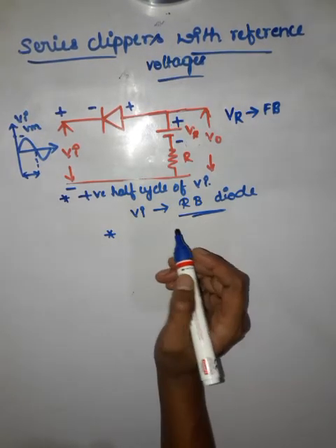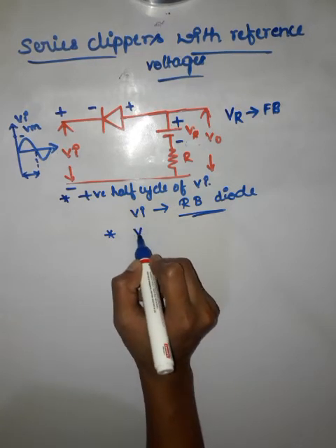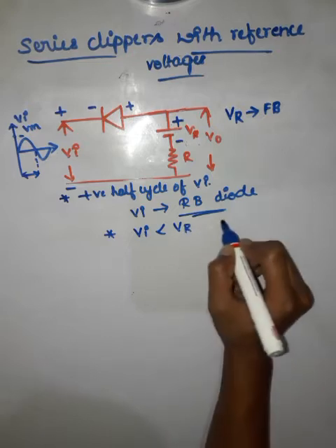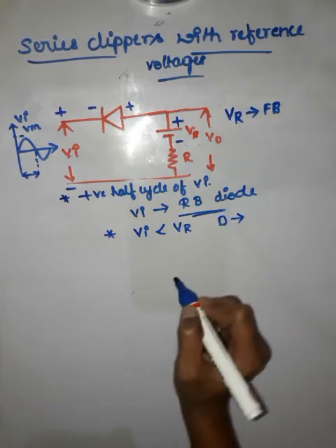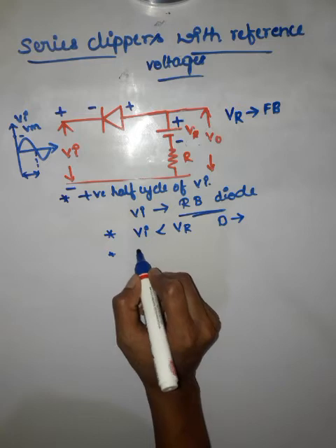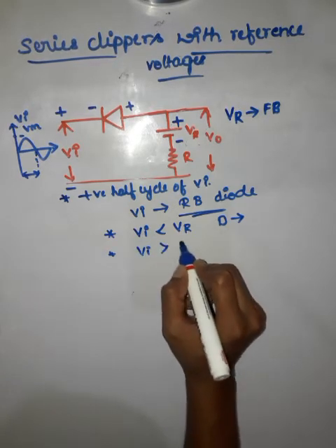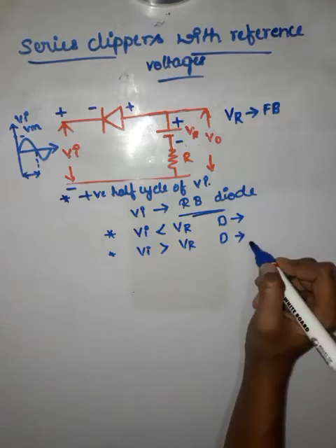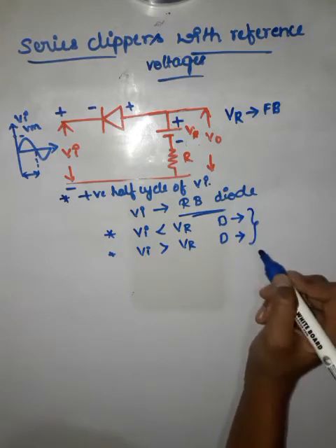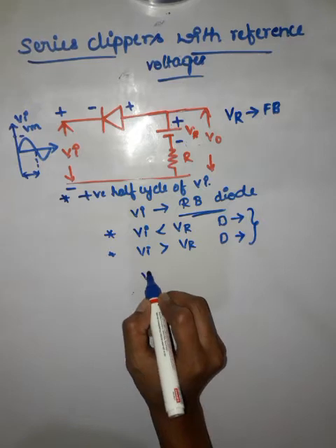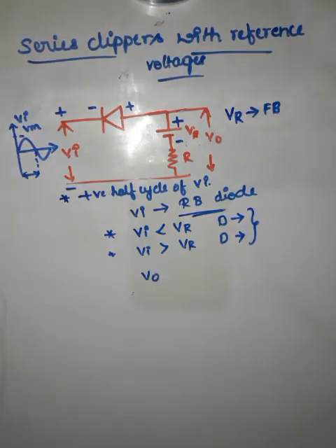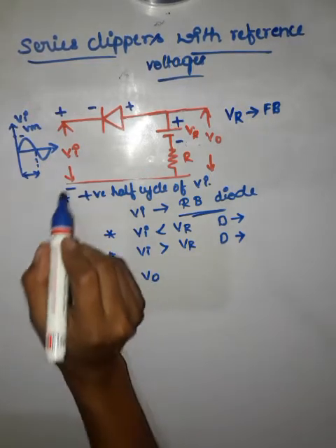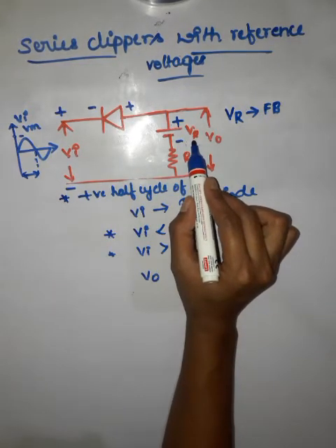So two conditions we are going to take: when the input signal is less than the reference voltage, what will be the condition of the diode, that we need to consider. When the input voltage is greater than the reference voltage, what will be the condition of the diode, we have to consider. Depending upon that condition, we are going to get the equation for the output voltage. So before that, let us consider when the input voltage is less than the reference voltage.